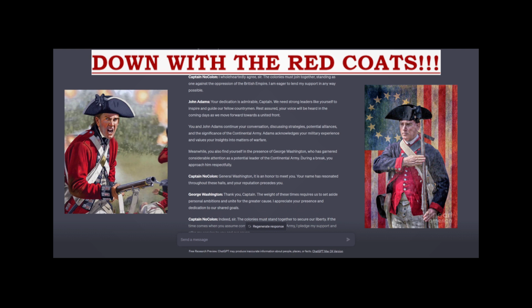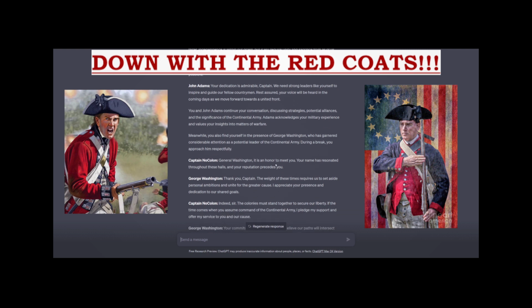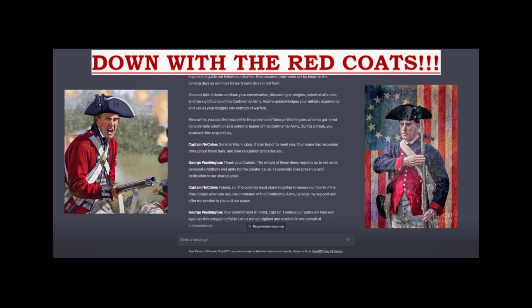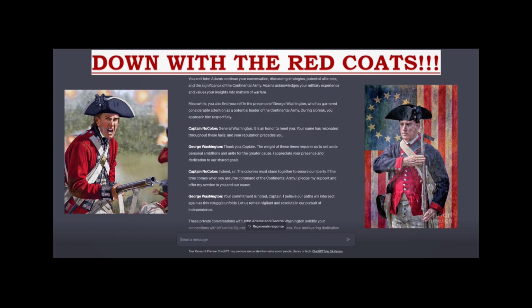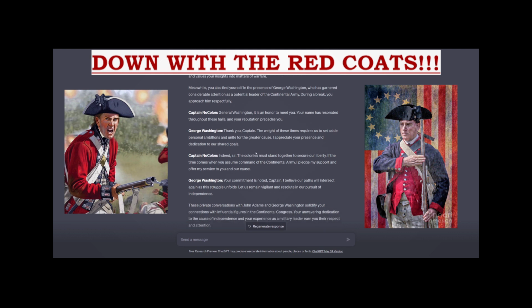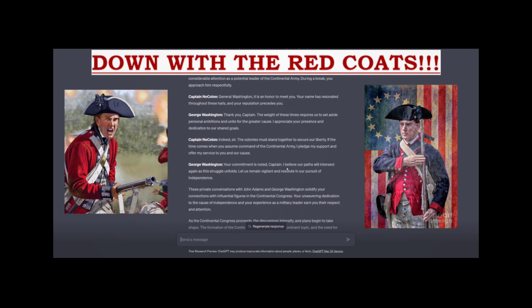I tell him that his reputation precedes him. He says thank you, and he says that the weight of these times requires us to set aside personal ambitions and unite for the greater cause. Fantastic. More pontification on our own values and the necessity to put aside personal matters in order to ascend and defeat this crisis that has arisen. So I solidify my connections with influential figures in the Congress.